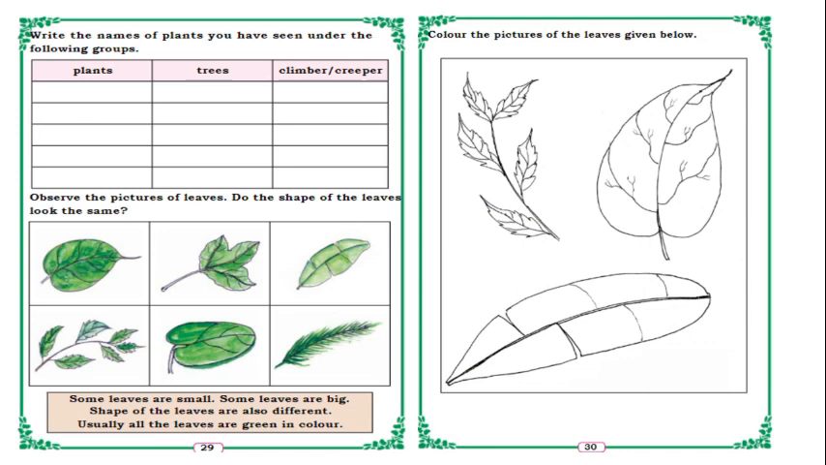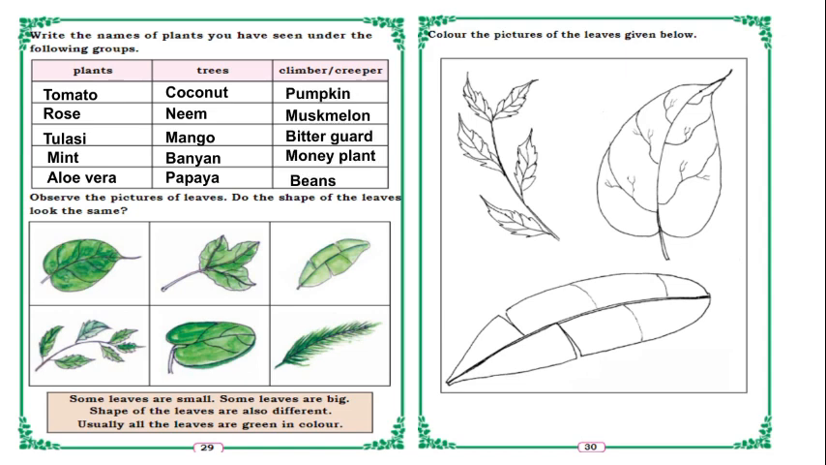So now we have understood what trees, climbers, creepers, herbs and shrubs are. First, we have to write examples for herbs and shrubs. So what are those? Tomato plant, rose, tulsi, mint, aloe vera. Next, for trees we have to give examples: coconut, neem, mango, banyan, papaya. Here we have to write climber or creeper: pumpkin, muskmelon, bitter gourd, money plant, beans.